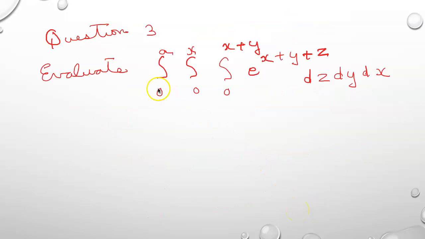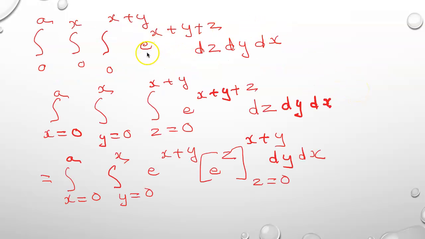Next question, evaluate integral 0 to a, integral 0 to x, integral 0 to x plus y, e raised to x plus y plus z, dz, dy, dx. So this is actually integral x equal to 0 to a, y equal to 0 to x, z equal to 0 to x plus y, e raised to x plus y plus z, dz, dy, dx. We first integrate with respect to z. So it is integral x equal to 0 to a, y equal to 0 to x. You can take out e raised to x plus y.